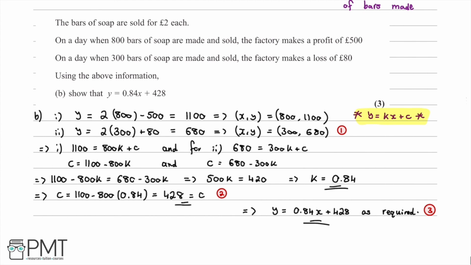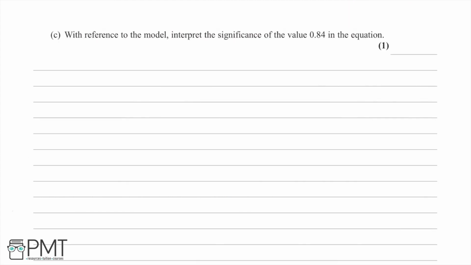So now taking a look at part C of this question, we're asked with reference to the model to interpret the significance of the value 0.84 in this equation. So we recall what was the equation we're talking about. So it's the equation which we've just proven in the previous question, and just noting it down here in purple, we have that y is equal to 0.84x plus 428.